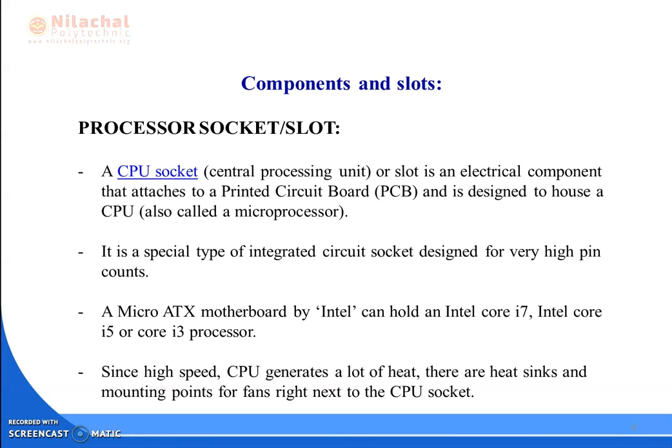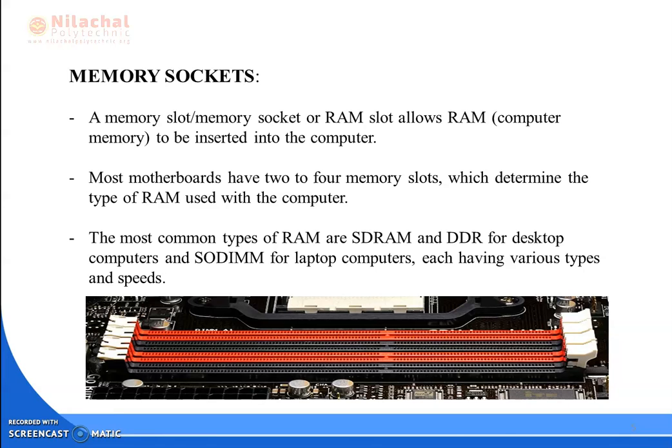Next, after the processor slot, we will move to memory sockets, or memory slots. We also say it as RAM slot. We already know why random access memory is inserted into the computer. It basically holds all the currently running applications in the memory.